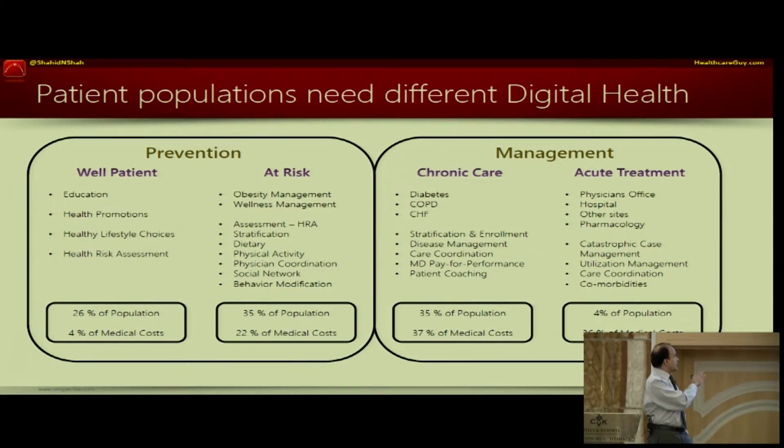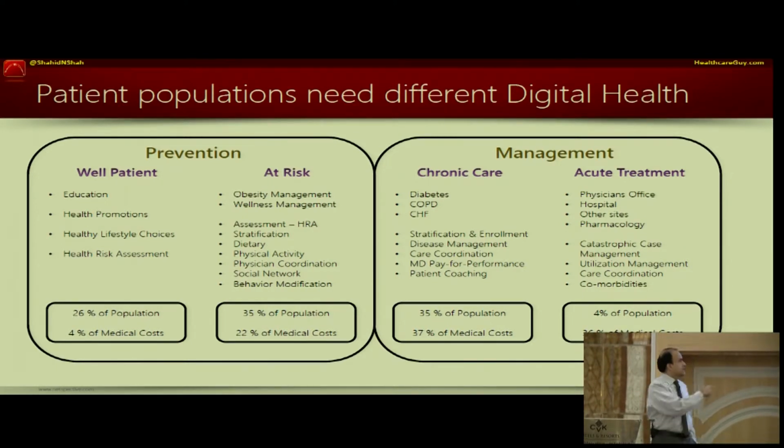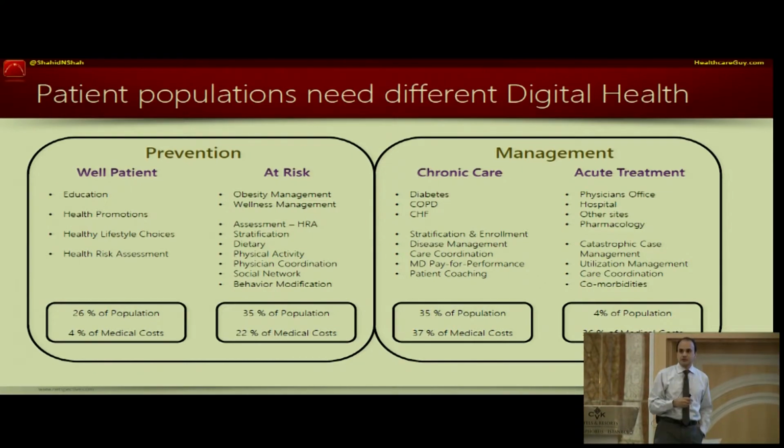So if you look at it, about a quarter of our people, and about 4% of our cost, is in the left-hand side. So you're well, you might be, and if we can keep you well, then our costs stay down. Later at risk, and then chronic care, and acute means you're in the hospital.